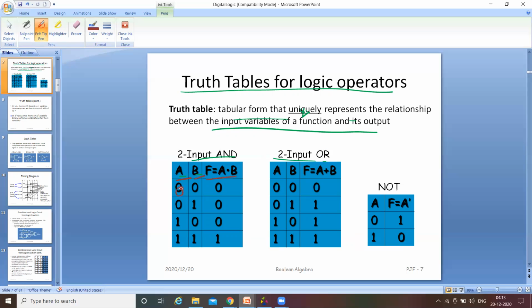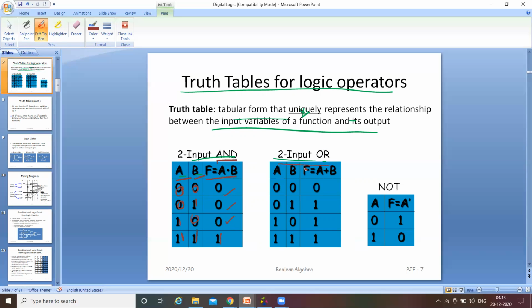Either 0 0, 0 1, 1 0, or 1 1. Now here we know the definition of the AND operation, right? So when will the AND function become 1? Only when both the inputs, or both the binary variables, are 1, so the output will become 1. The rest are all 0, 0, 0.